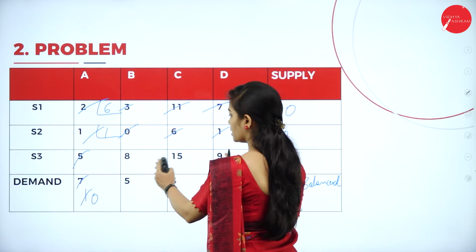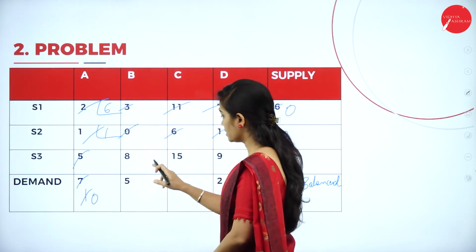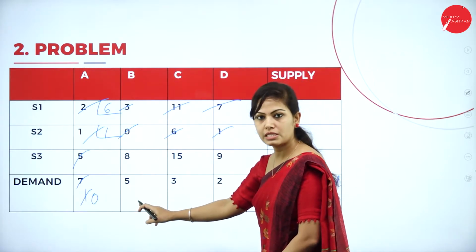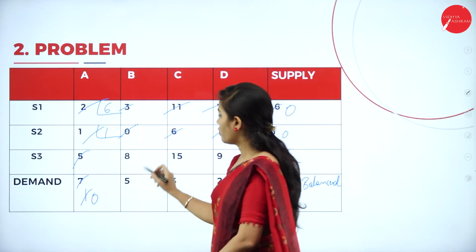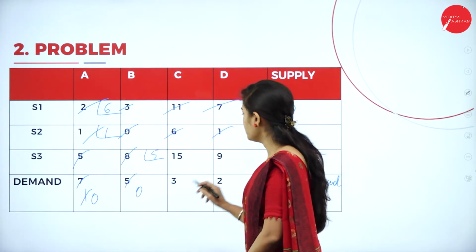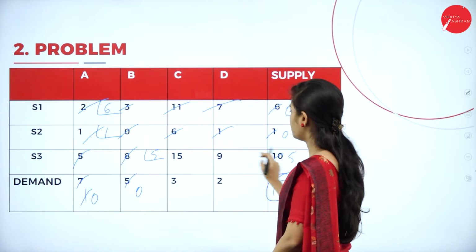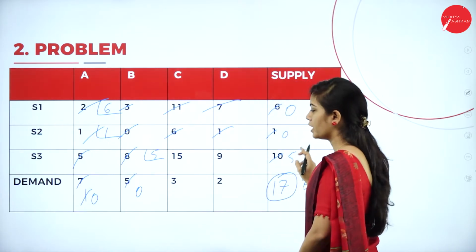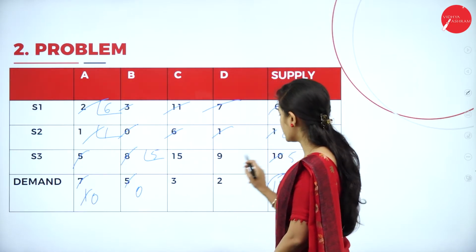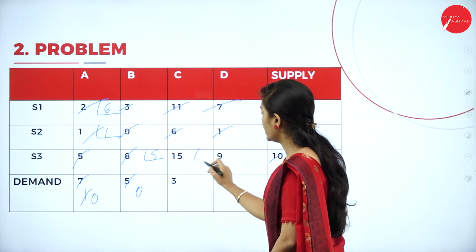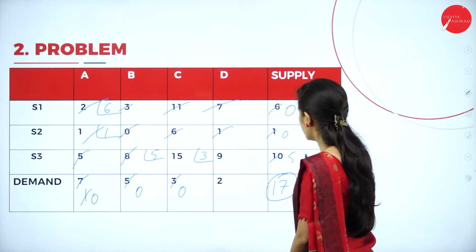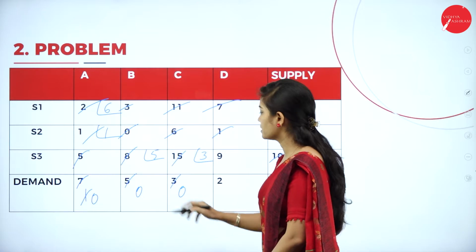Out of this, the left corner value is 8. Observe this demand value and supply value. Demand value is lesser than the supply value. I will allocate 5 rupees to this cell. It will become 0. You can cancel this column and it will become 5. 10 minus 5 is 5. And the next left corner value is 15. So 3 is lesser than 5. I will allocate 3 rupees to this cell. It will become 0. So 5 minus 3 is 2. I will cancel this column.